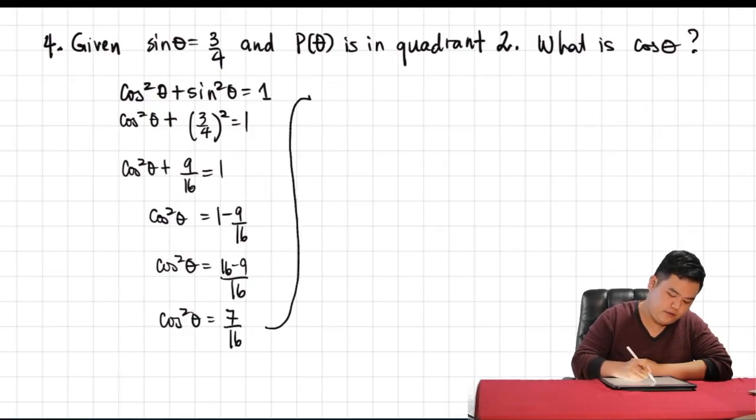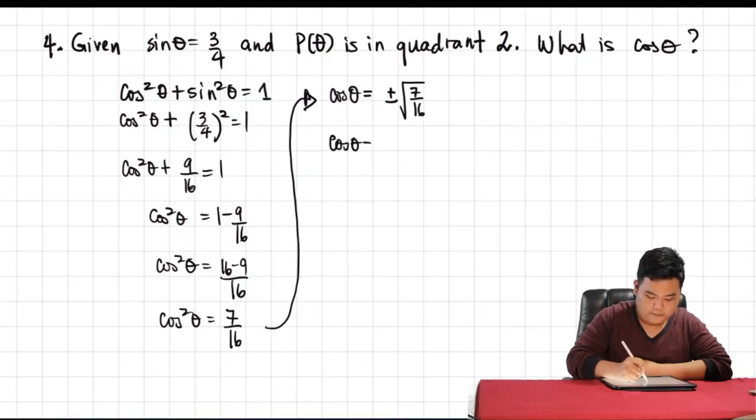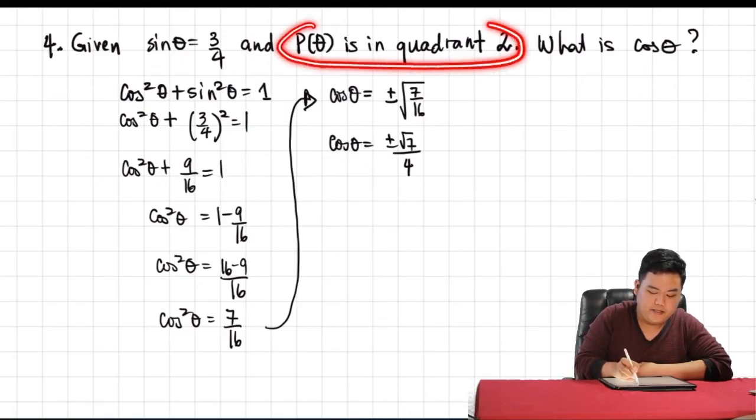Tapos, take the square root of both sides. So, may plus minus kasi nagsa-square root tayo on both sides. So, we get plus minus square root of 7 over square root of 16, which is 4. So, we have two candidates for the value of cosine. But cosine, function iyan. So, isa lang dapat yung nilalabas ng value. So, kailangan nating mag-decide. So, makakapag-decide tayo using this condition that P of theta is in quadrant 2.